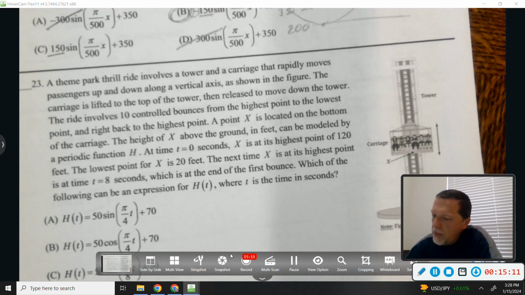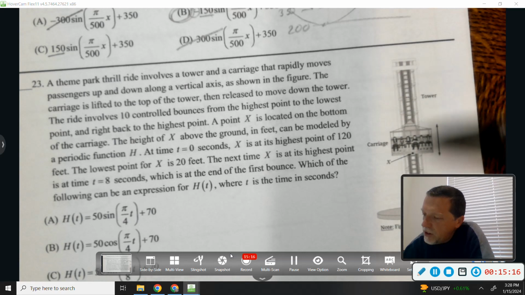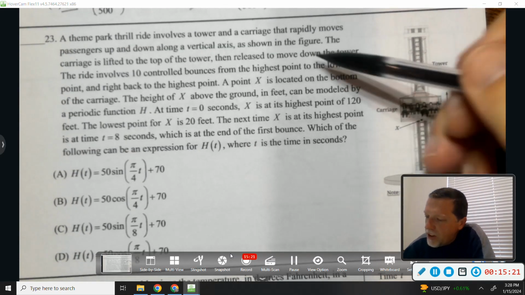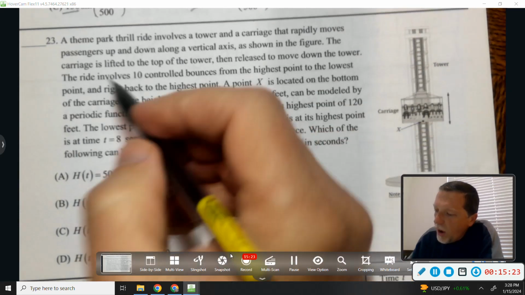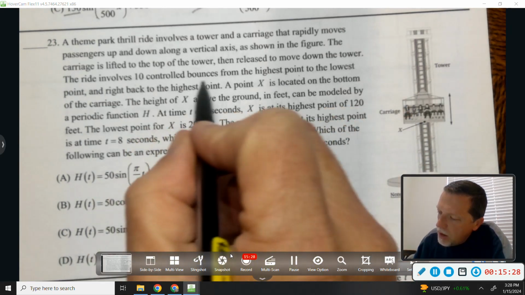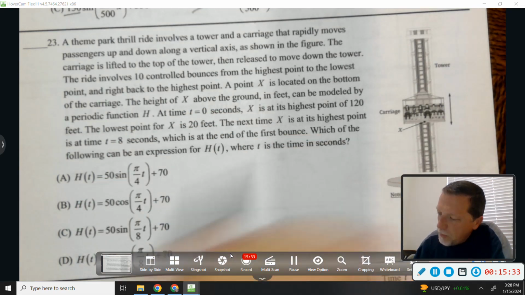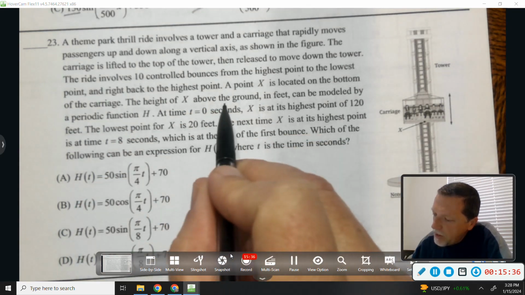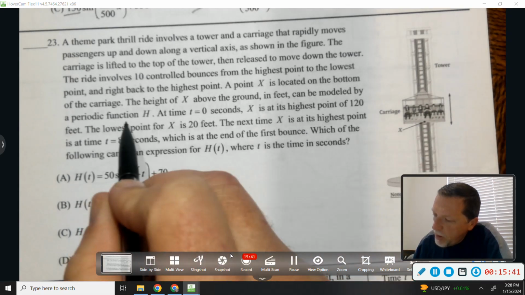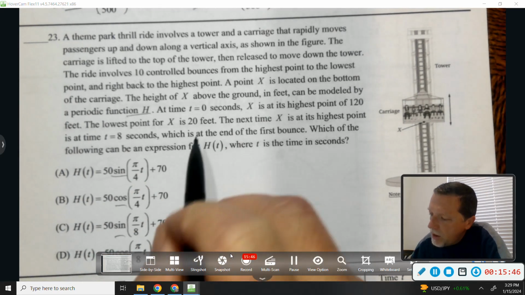23. A theme park thrill ride involves a tower and a carriage that moves up and down on a vertical axis as shown in the picture, almost certainly according to a sinusoidal function. The ride involves 10 bounces from the highest point to the lowest point and right back to the highest point. So like 10 complete cycles. Point X is located on the bottom of the carriage. It can be modeled by a periodic function. Oh, and I've got sines and cosines here. I get to pick which one.